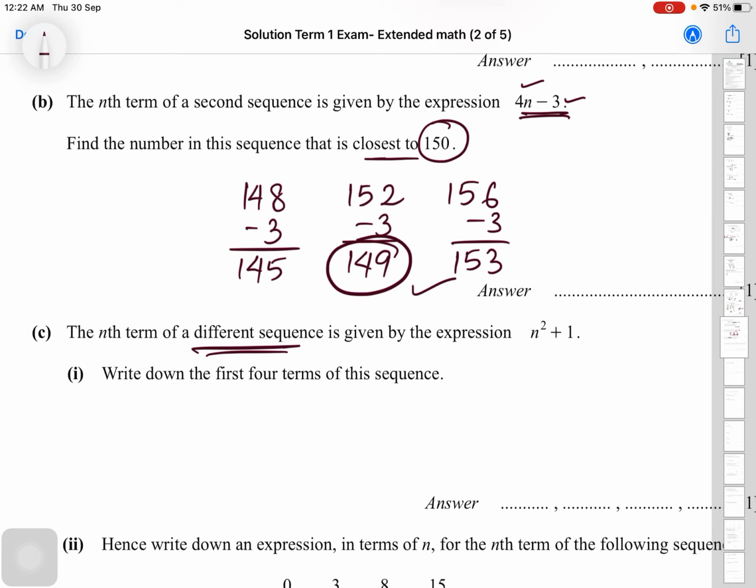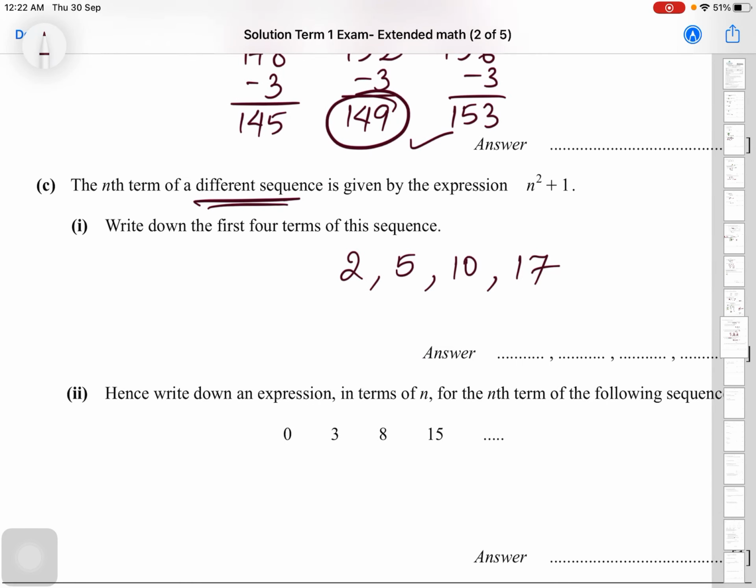n square, replace n by 1, then 2, 3 and 4. 1 square plus 1, 2. 2 square plus 1, 5. 3 square plus 1 and 4 square plus 1. Hence write down the expression in terms of n for the nth term of this following sequence. You can see there is a gap of 2. 2 minus 2 will give you 0. 5 minus 2 will give you 3. 10 minus 2 will give you 8.